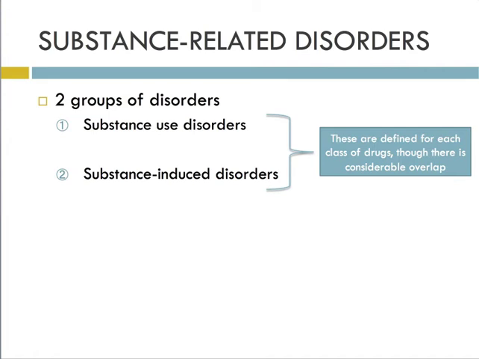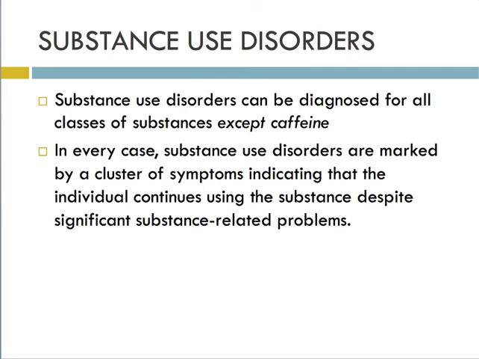Though there is considerable overlap between these different types of disorders, there's also some differences. So what I'm going to do is to show you the diagnostic criteria for these two groups of disorders, and then I'll point out when there are differences across various classes of substances. So to begin, substance use disorders can be diagnosed for all classes of substances except caffeine. In every case, substance use disorders are marked by a cluster of symptoms indicating that the individual continues using the substance despite significant substance-related problems.